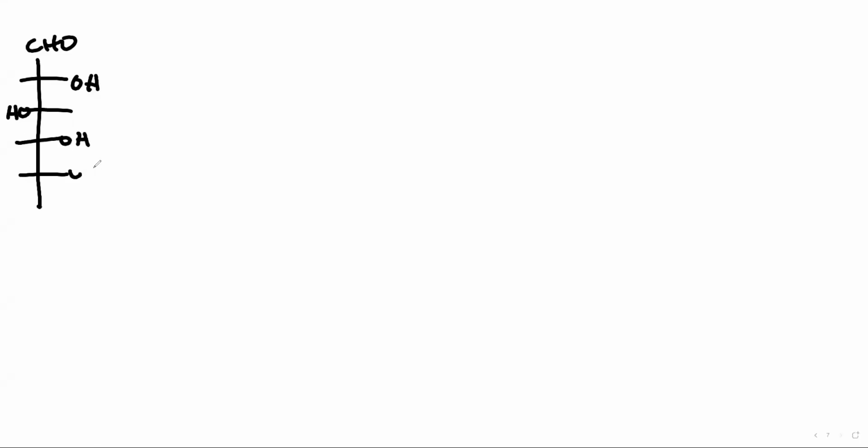But sugars, for the most part, spend a lot of their time cyclic. They spend 99% of their time cyclic. So it's really important we know how to cyclize these. I'll use D-glucose as the standard here. But there's two cyclizations you can do. You can do a pyranose cyclization, which is going to be a 6-membered cyclization.